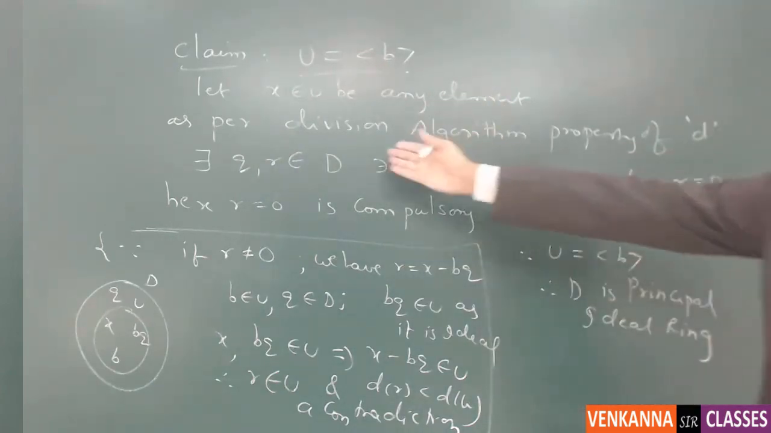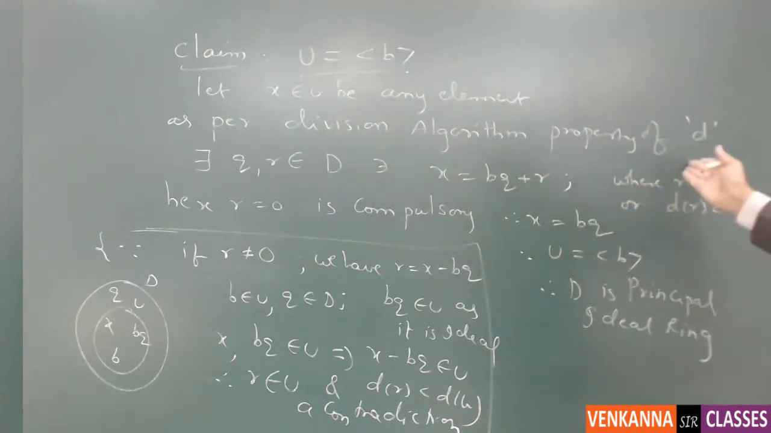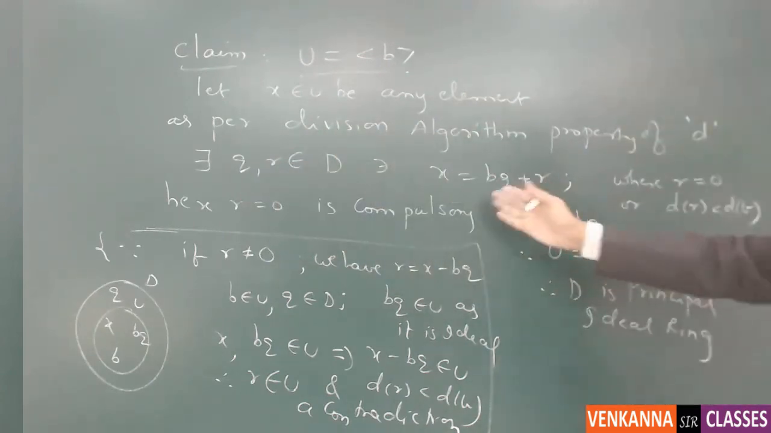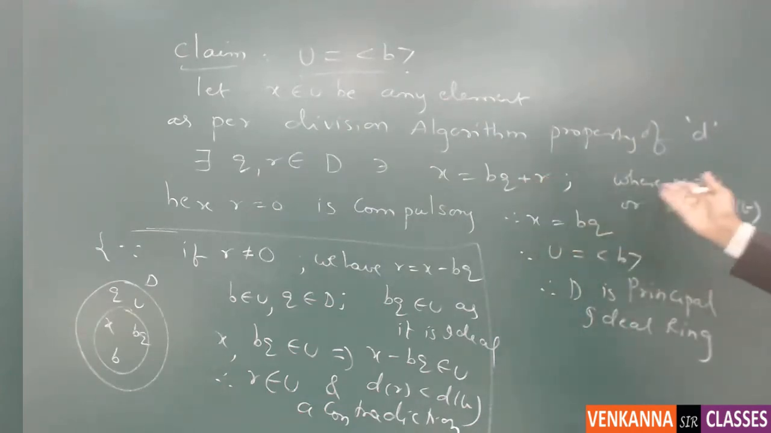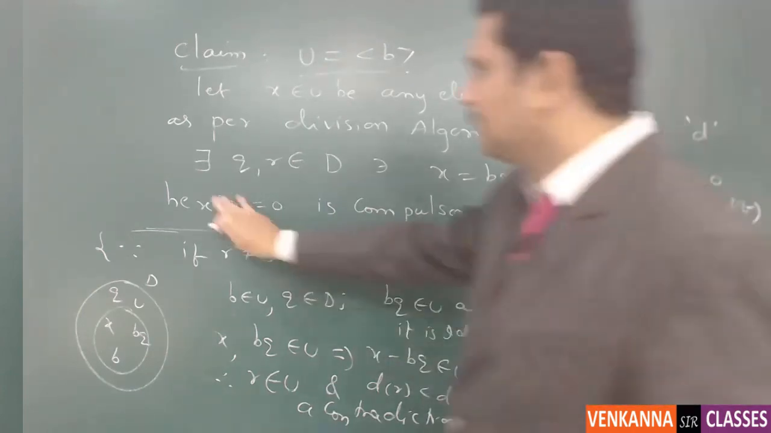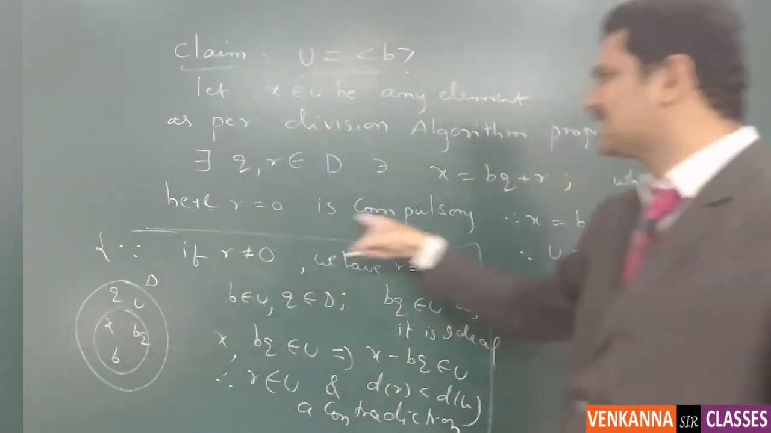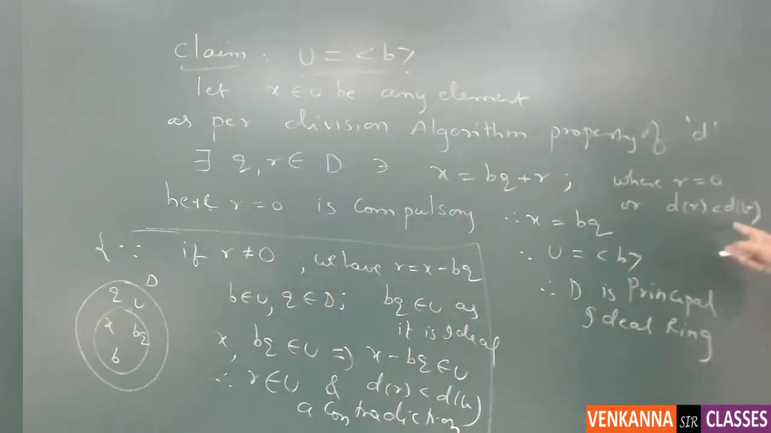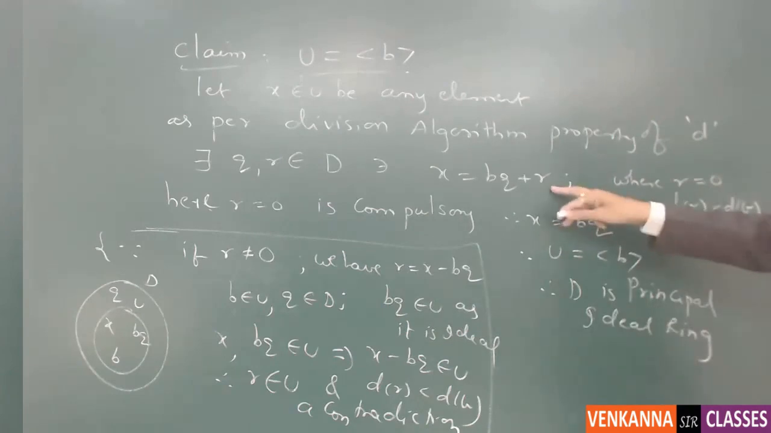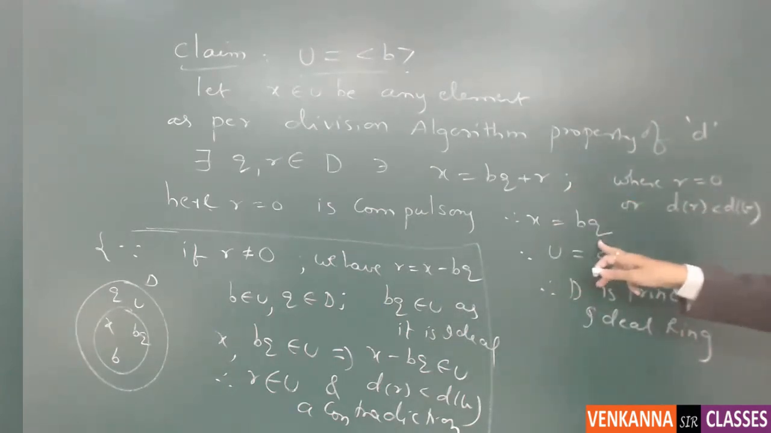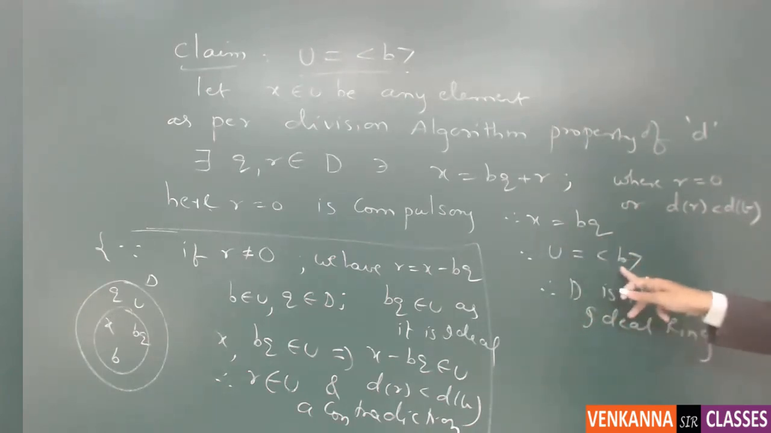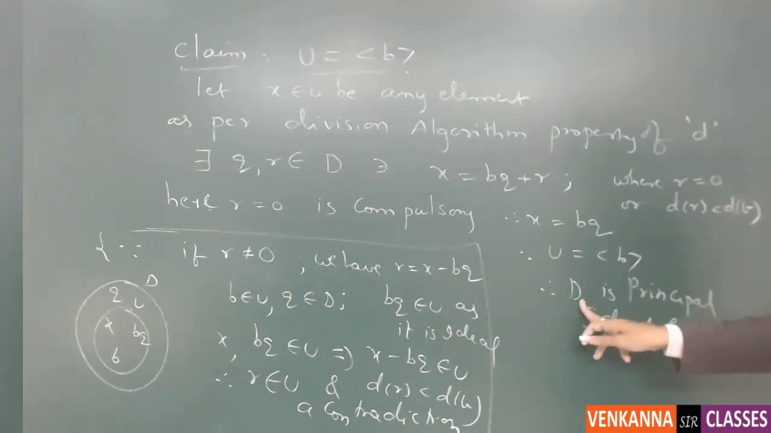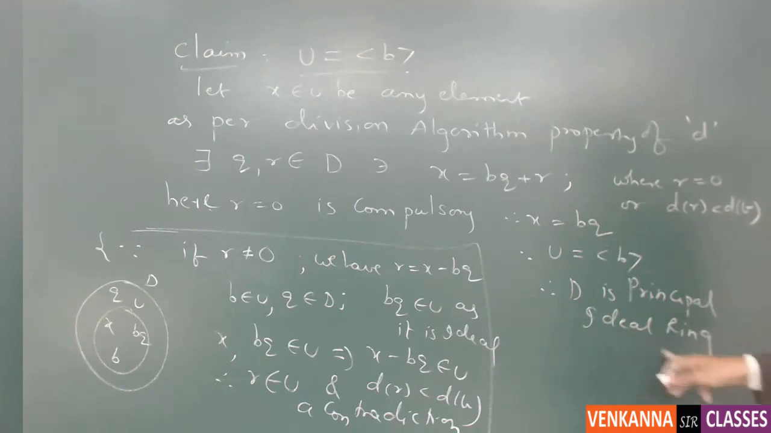So directly by the division algorithm property of the function, you can have elements such that X is equal to BQ plus R, where the remainder is 0, or D of R is less than D of B. Here what I am saying is the remainder being 0 is compulsory, because the property D of R less than D of B we cannot use. Directly the remainder becomes 0. So whenever the remainder is 0, it is nothing but X is equal to BQ. So X is written as a multiple of B. So U is generated by the smallest element B. Hence the integral domain becomes a principal ideal ring, the Euclidean ring.